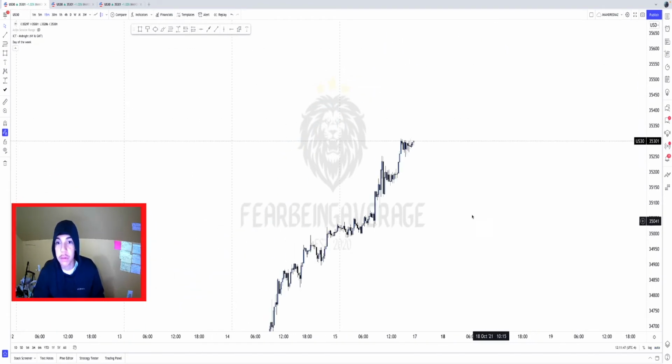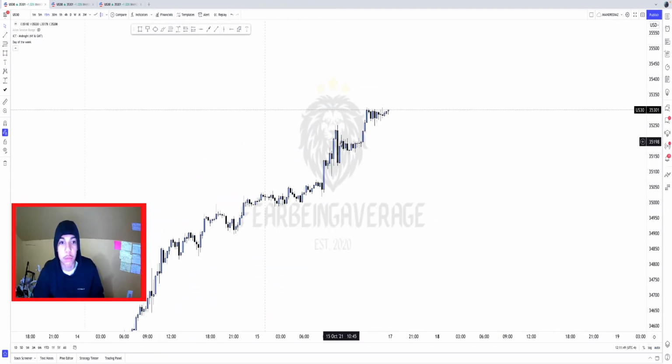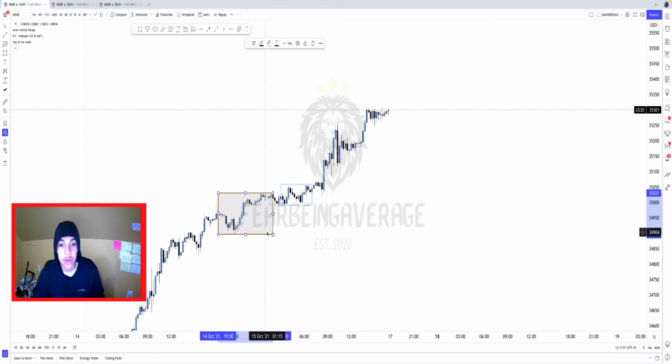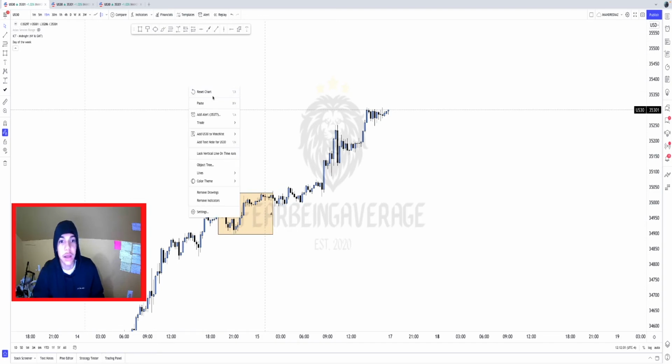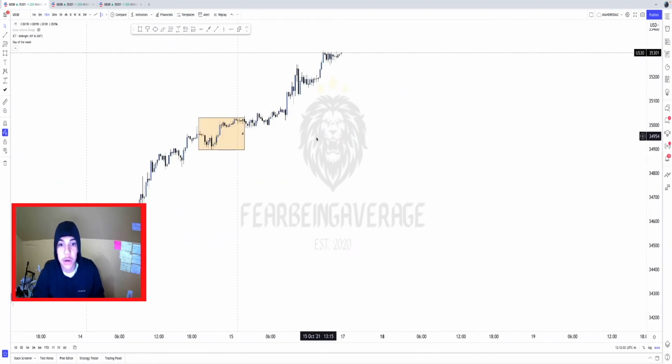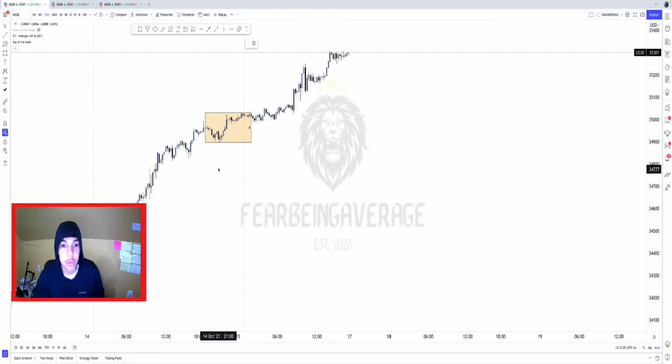So the first thing I'm going to do is mark up the previous week's Asian range, so Friday's Asian range, because there's a chance that this will be respected also. So we're going to mark up the Asian range just like that. We're going to look at all possible areas where price is likely to have support or resistance. We're going to look at this previous day's low, which is right here.